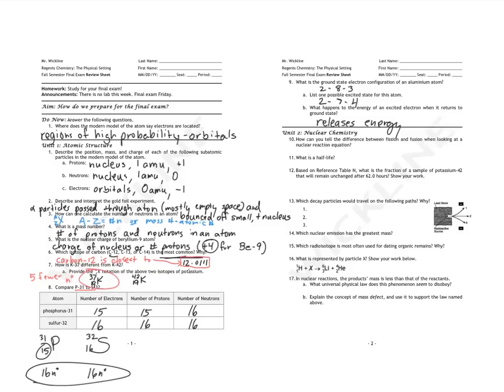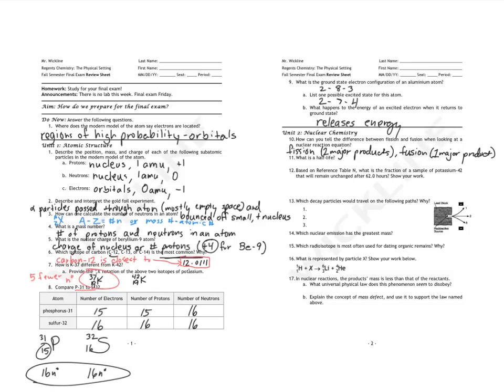Okay, so we can tell the difference between fission and fusion when we're looking at a nuclear reaction equation, because a fission reaction will have two major products on the right-hand side of the arrow, whereas a fusion reaction would have only one major product.